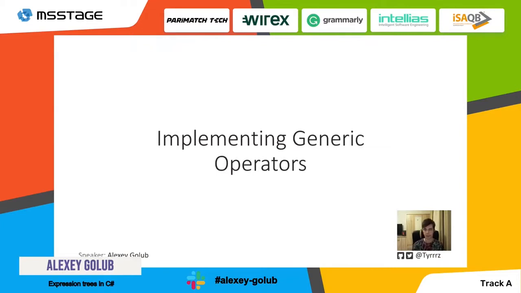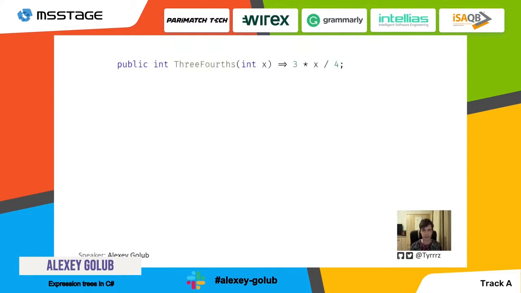Another way we can use compiled expression trees is to implement generic operators. And so first of all, let's start with a simple example. Let's imagine we have a method called 3/4, which just calculates 3/4 of a value, and we have it defined for an integer, which is just a function that takes x, basically. And it just so happens that we also want to extend it to support other types. So for example, we want to support long and float and double, which all would work differently, but they also would have the same code.